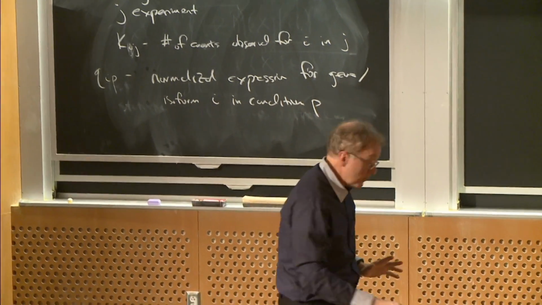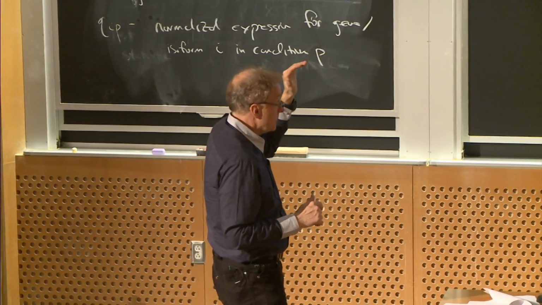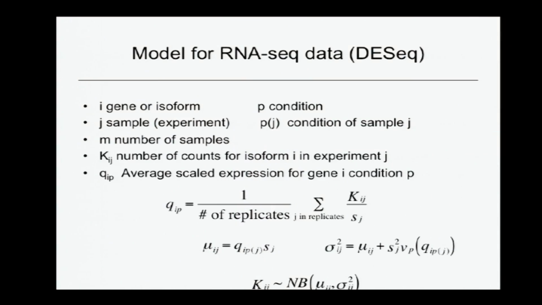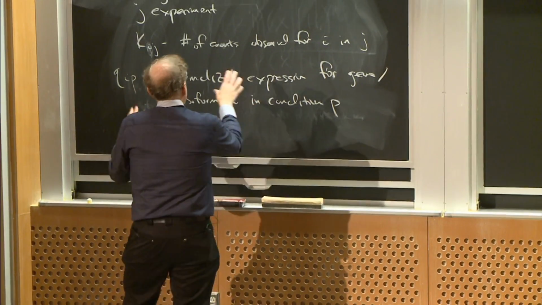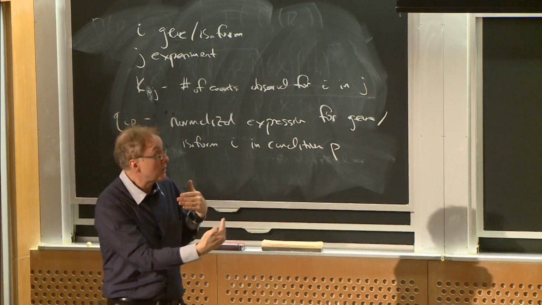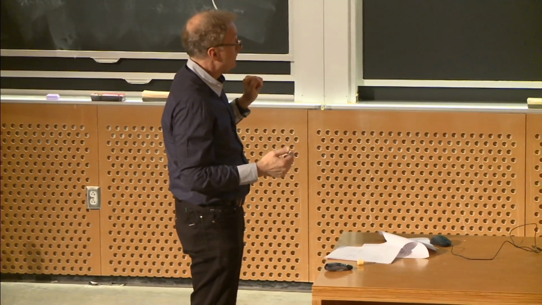Now I'm describing this to you because the key fact is the next line, which is that we compute the mean for a particular replicate by taking the normalized expression for a gene and then reverse correcting it, scaling it back up again for that particular replicate by multiplying by S sub j.